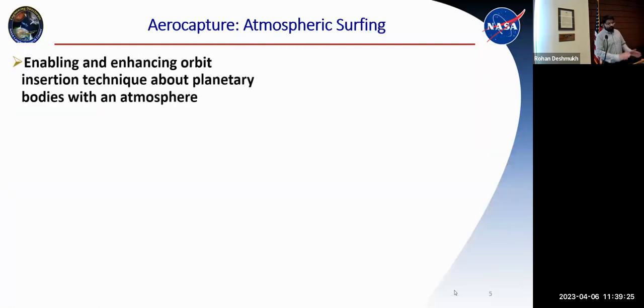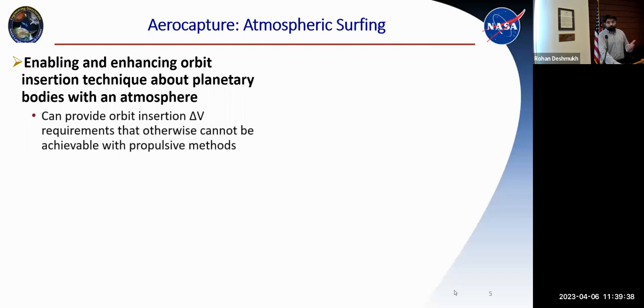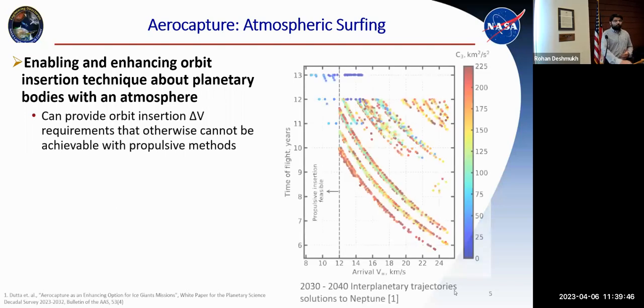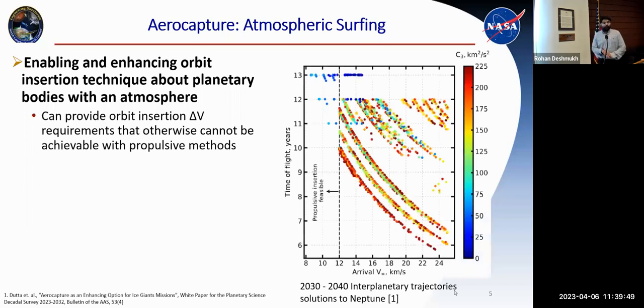So you might ask, why then should we do aerocapture? What are the benefits that we get out of it? Aerocapture is an enabling and enhancing orbit insertion technique for planets with an atmosphere. It can provide us with orbit insertion delta V that may not be otherwise conceivable with propulsive methods. To motivate this a little more, I have a chart here that shows a series of interplanetary trajectories going to Neptune. Neptune is one of the ice giants, which is one of the highest priority science missions that the current planetary decadal survey has looked at.